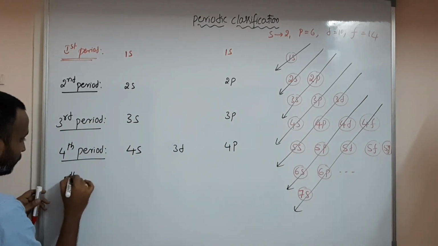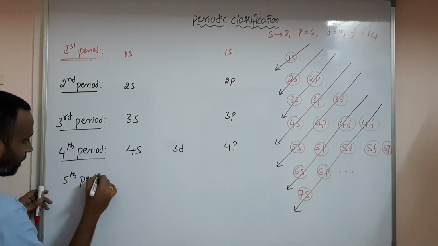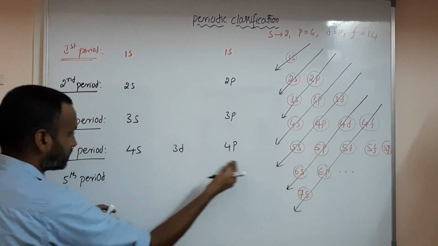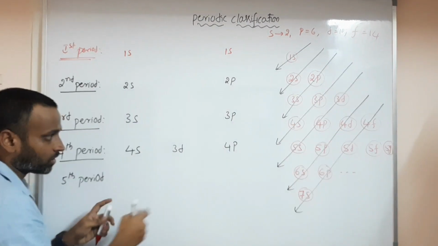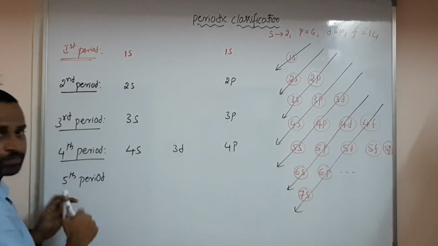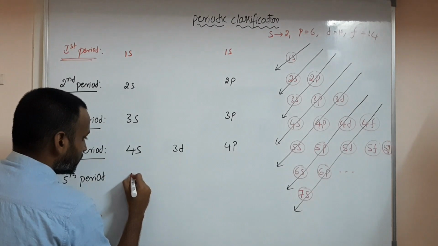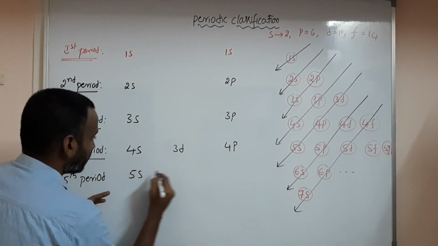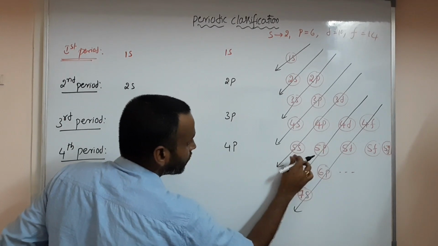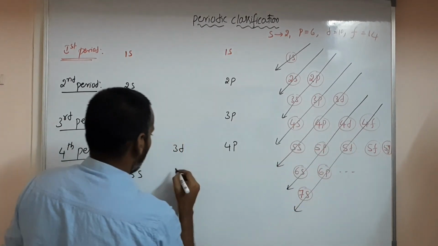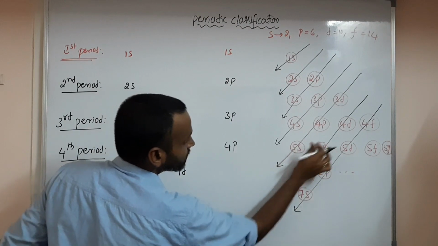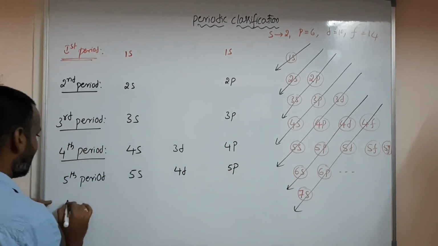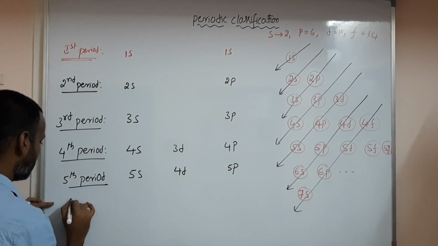And if you see the fifth period, after 4P, what do you have to fill? 5S. 5S means you have to go for a new period, because 5 means fifth period. So here you will have 5S, and after 5S, what subshell is going to fill? 4D. 5S, then 4D, then 5P actually.